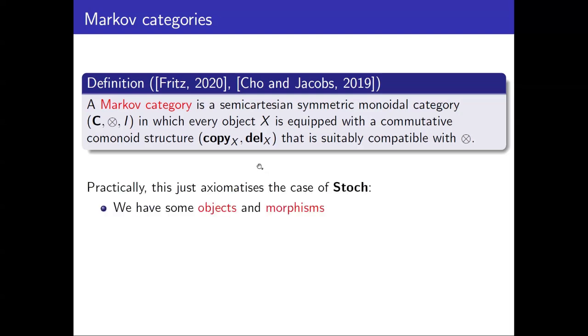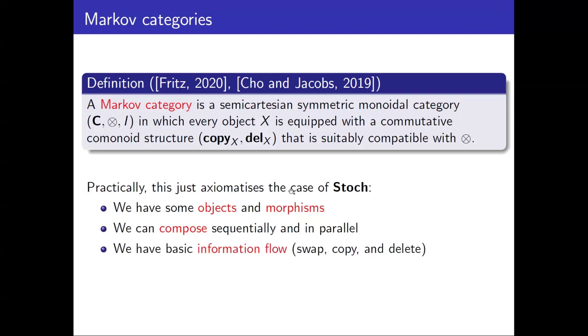Practically, what a Markov category is, is any collection of entities that behave like Markov kernels in the sense that I defined earlier. So you have some objects and morphisms. You can compose these morphisms in sequence and in parallel. And you have basic information flow for swapping orderings of things, copying information, and deleting information as well.